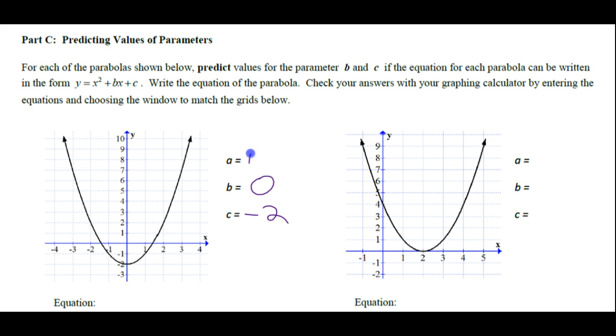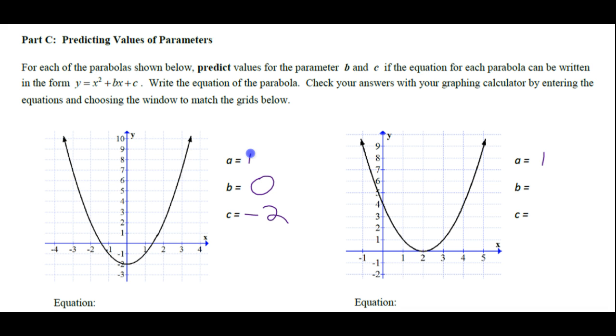Okay, this one, from the vertex, I go over 1, up 1. I go over 2, 1, 2, 3, 4. What's A? 1. Go over 1, up 1, right? That's the normal, that's the unstretched, right? A is a stretch factor, right? It stretches it up or down, right? Yep. I'm just confused, like, how we know what A, B, and C are.